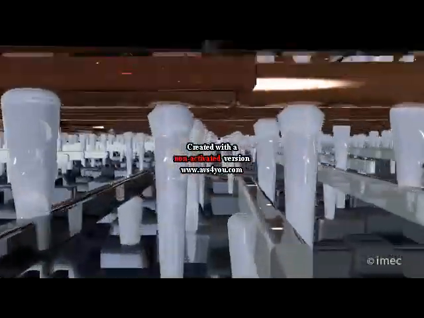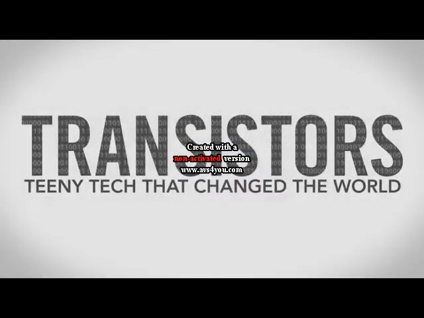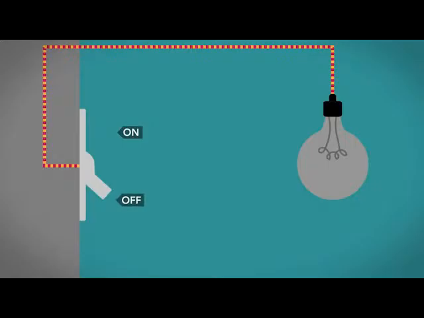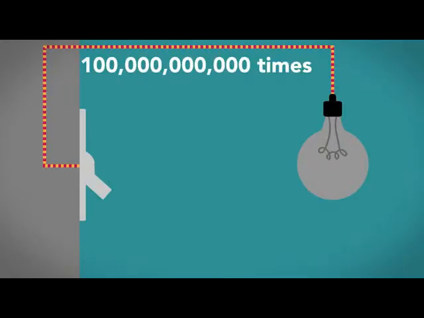Many objects are embedded on an IC, that are transistors. What are transistors? First, I will give you the simple answer. It's just like a light switch. It turns on and off, but has no mechanical moving parts. It switches up to 100 billion times.